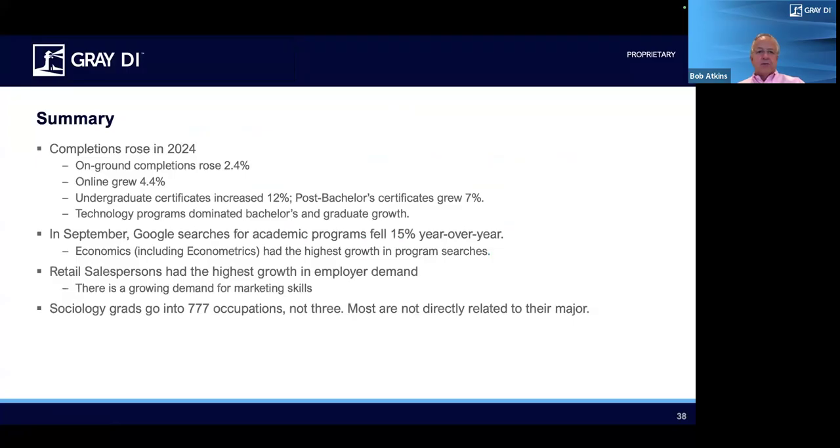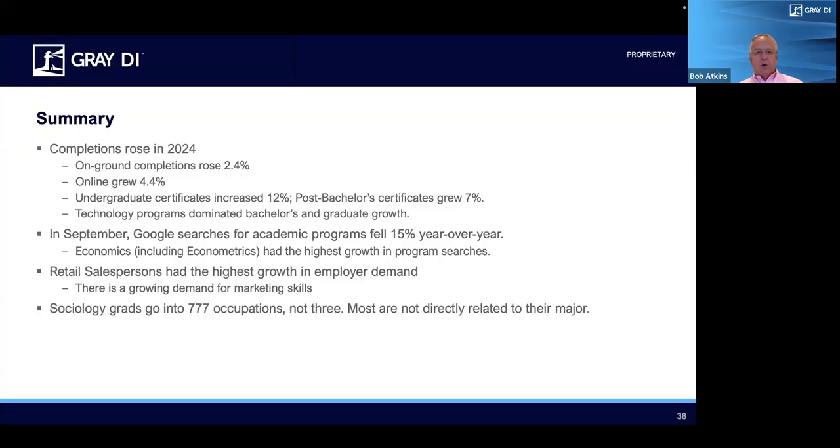Completions rose in 2024. That's great news. On-ground completions rose 2.4%. Online grew 4.4%. Undergrad certificates were up 12%, and post-baccalaureate certificates grew 7%. So we're finally seeing growth in education again. Extremely good news. For those of you in four-year colleges, I think the pipeline coming up is very encouraging.